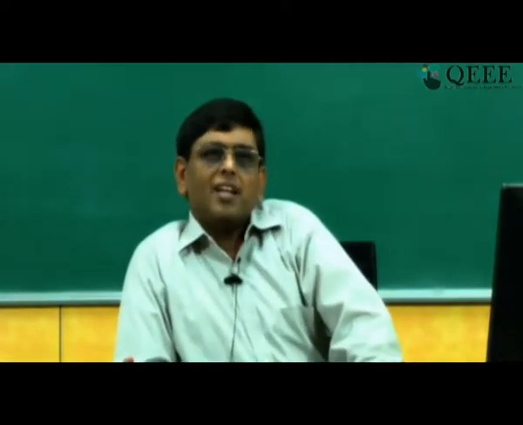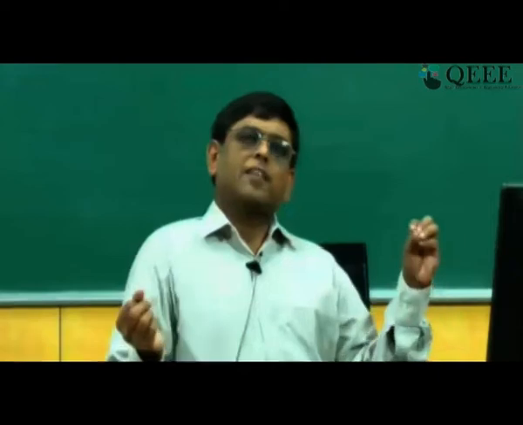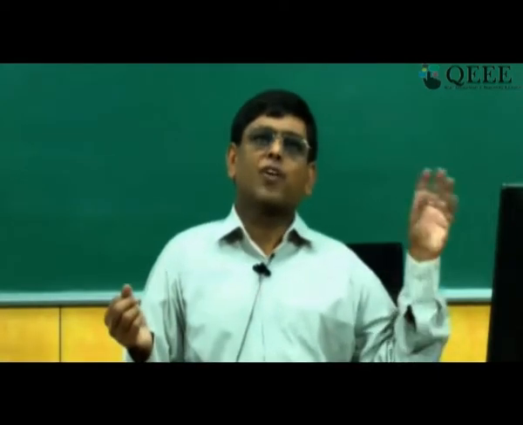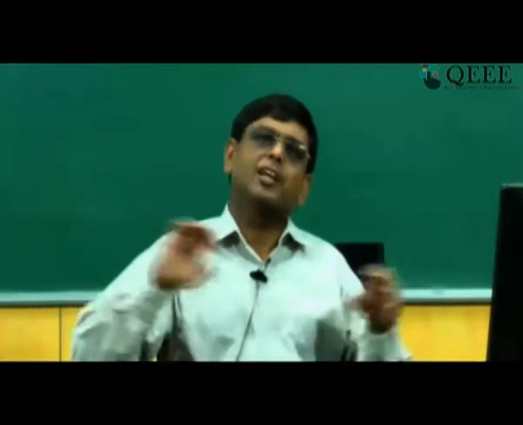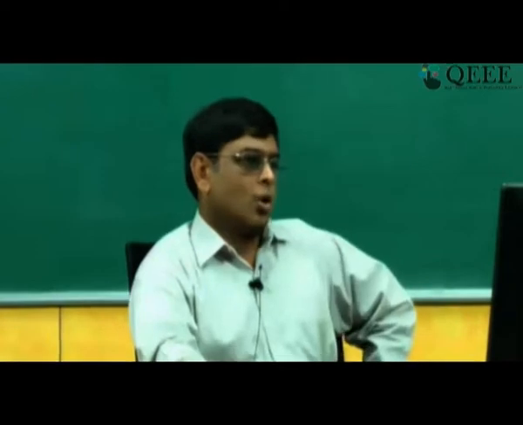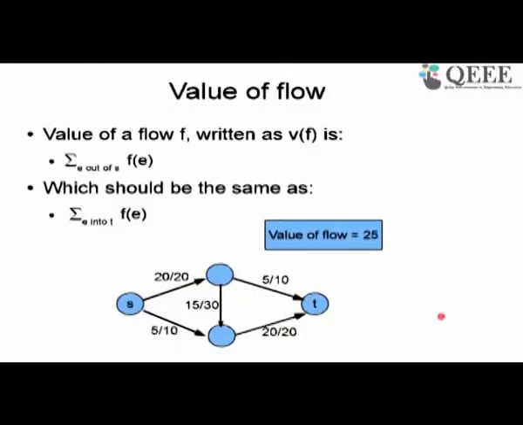Is that clear? So Vf, which is the value of the flow, is equal to F out of S, which is equal to F in of T, and all the other internal nodes are simply carrying the flow through the node. All right. So let's consider this particular flow that I drew earlier for this graph.